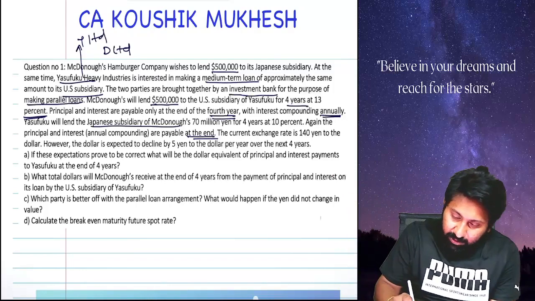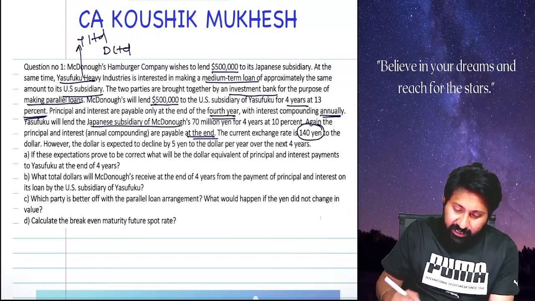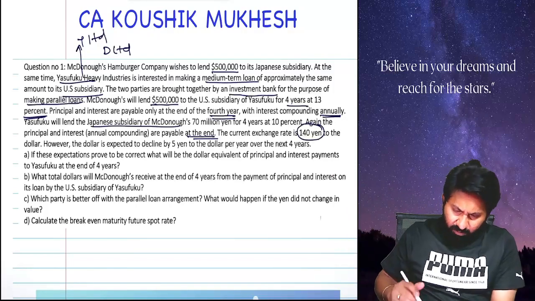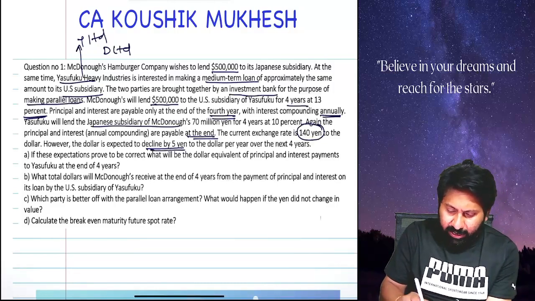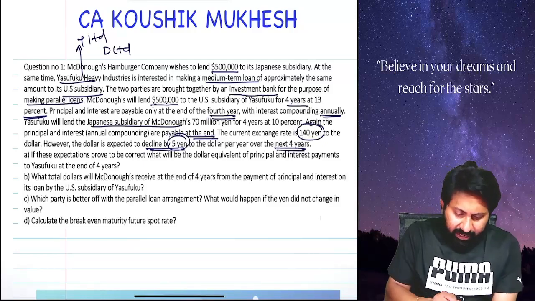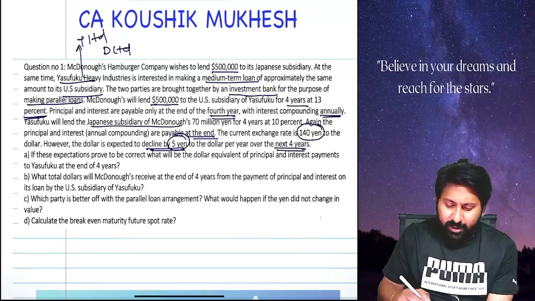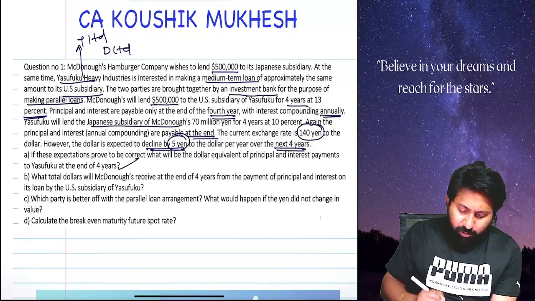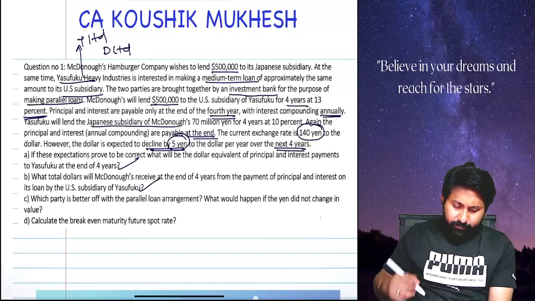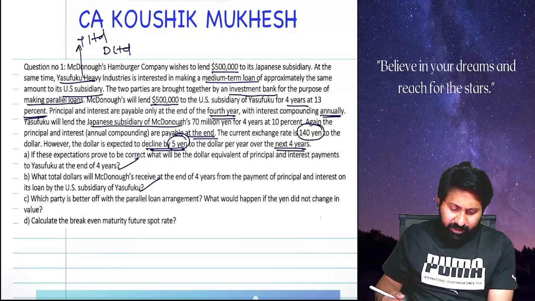That's the agreement. Current exchange rate is 140 yen to the dollar. However, the dollar is expected to decline by 5 yen to the dollar per year over the next 4 years. If the expectations prove to be correct, what will be the dollar equivalent of principal and interest payment for Y Limited at the end of 4 years? And for D Limited also we have to calculate.